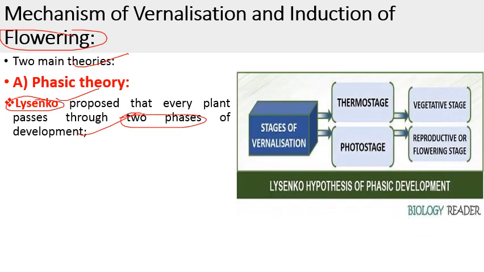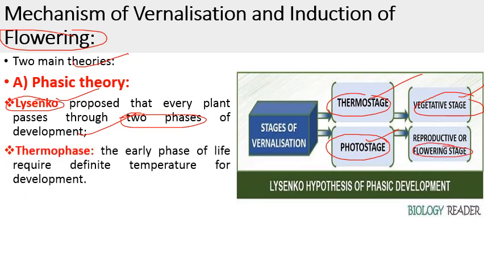The first one is the thermostage or thermophase, in which the plant grows vegetatively, and the second phase is the photophase. After vegetative growth, the plant requires a particular period of light, that is photophase or photostage, that initiates the flowering in plant. So first is thermophase. It is the early phase of life which requires definite temperature for development, and in this phase plants grow vegetatively. This phase needs a definite temperature for growth, and the plant grows vegetatively and prepares itself for the flowering process.